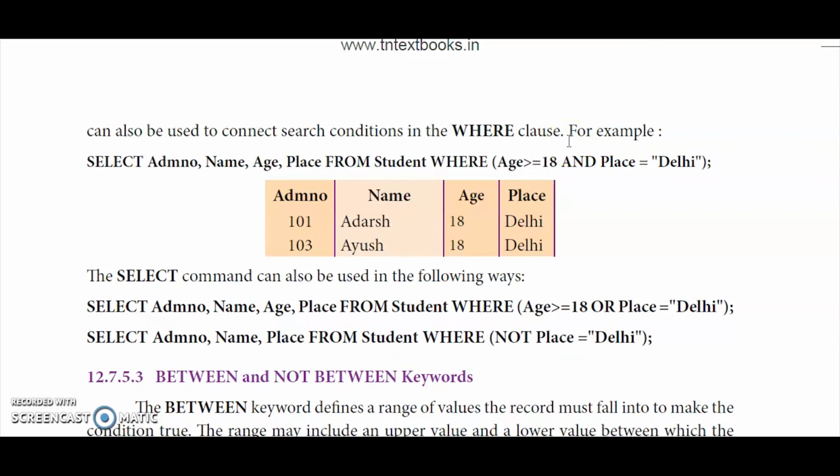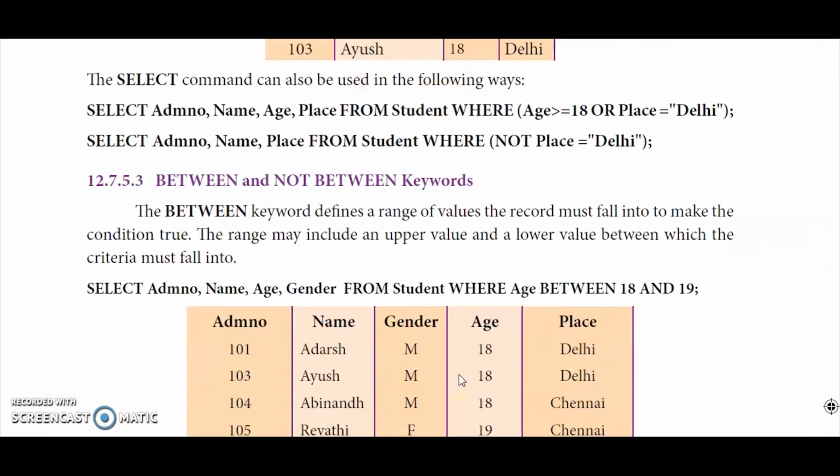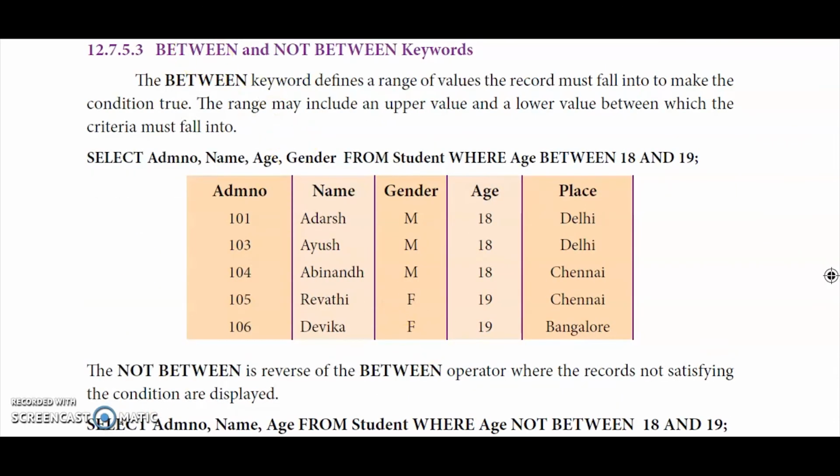More than one criteria means you have to give your logical operators. You have to use it. So and also you can use. Okay. So next we are having between and not between keywords.